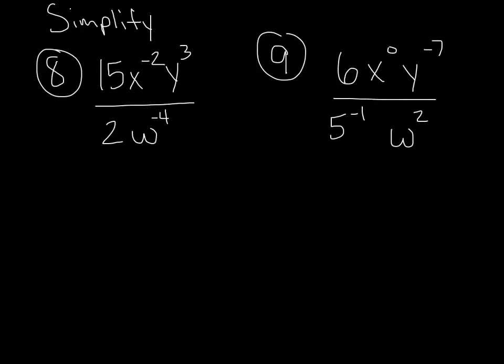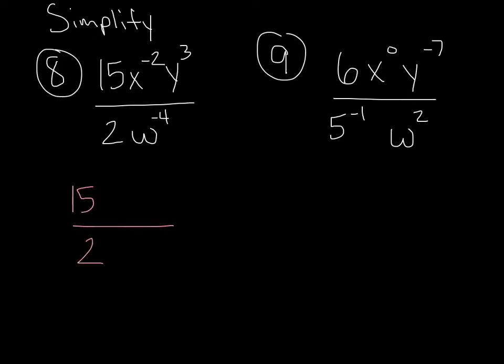Couple more. Number 8, 15x to the negative 2, y to the third, over 2w to the negative 4. Okay, this can look complicated, but you take it step by step. So first let's look at our numbers. 15 and 2. Can you simplify 15 and 2? No. So we can start writing our answer. 15 stays on top, 2 stays on the bottom.